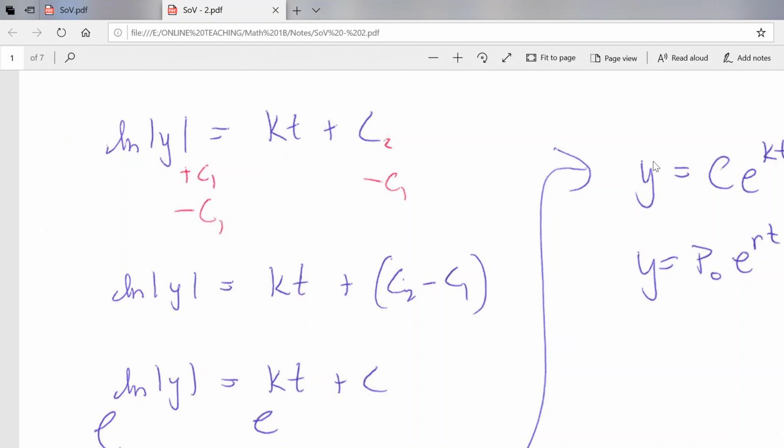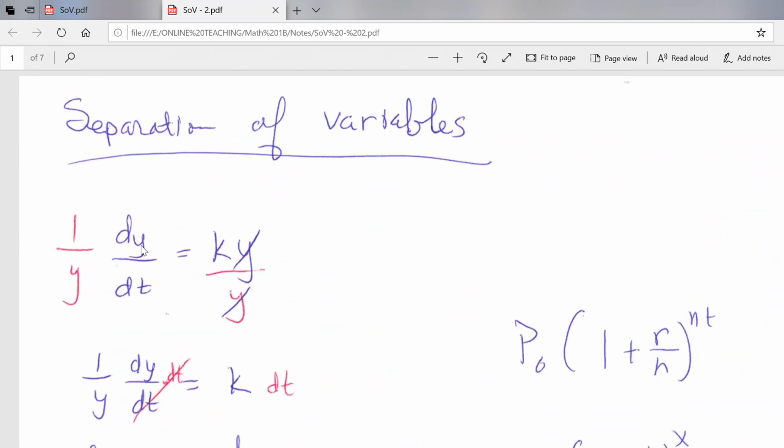And so I do not write the absolute value up here, but not because I'm careless. I don't write it up there because in this case it truly is not needed. So then I get y equals c e to the kt. And if you remember exponential growth and decay from like Math 20, you remember y equals p naught e to the rt for interest rates and continuously compounded interest. This is where it comes from. It comes from this differential equation.